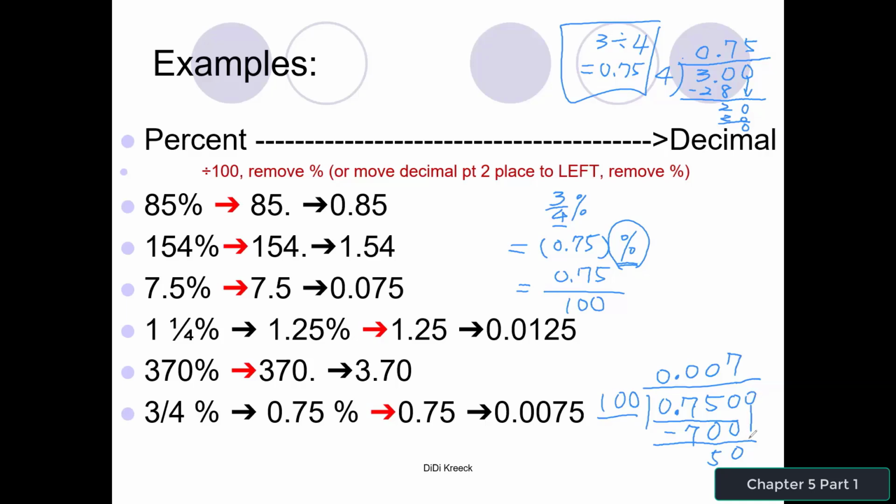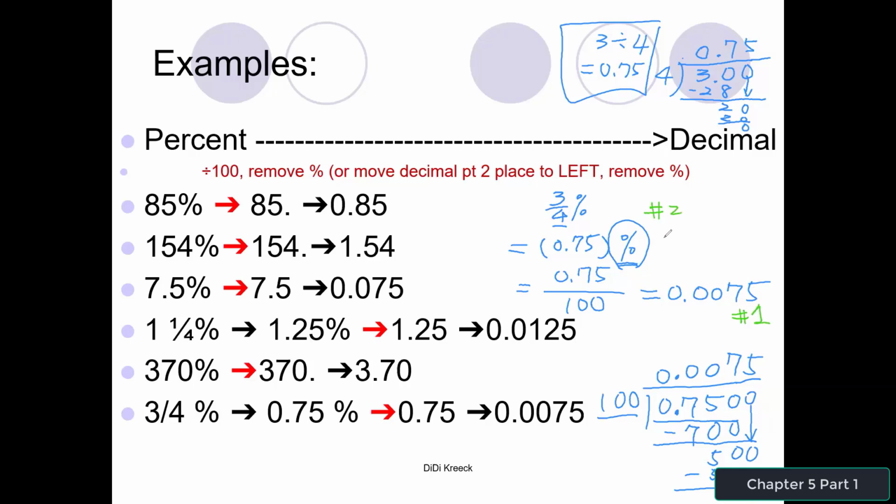Okay, add one more 0, bring that down. 50 divided by 100, I can have 100 go 5 times. 5 times 0, 5 times 0, 5 times 1. And we can divide these evenly. Okay, so here, step number 1 will be 0.0075. Step number 2, simply move the decimal point 2 places to the left, right? So this is method 1.